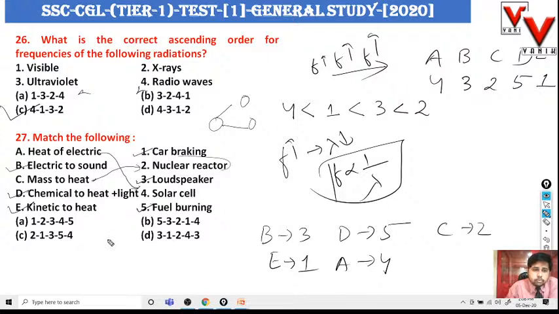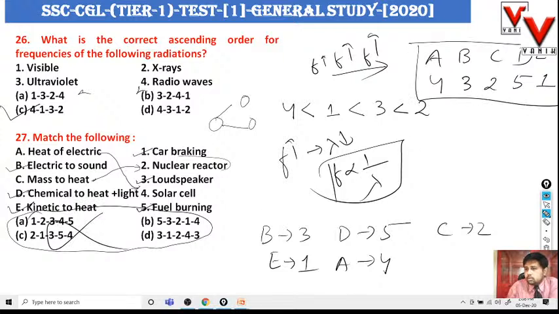But none of the options given here match. They simply start with either 1, 2, 3 or 5, so this is an ambiguous set of options. Forget about this, and go with this as your answer. I hope it is clear. Moving to the next question.